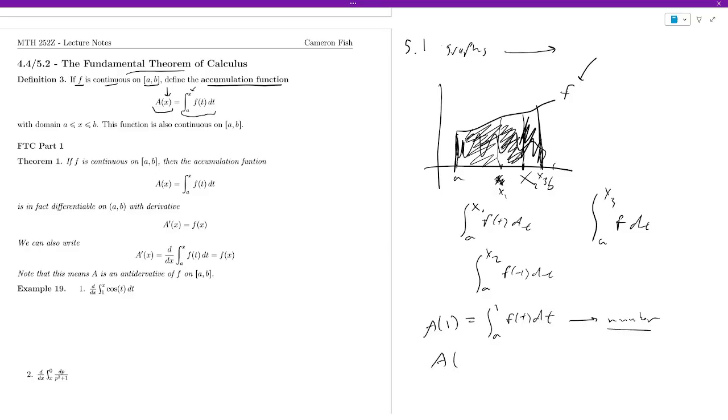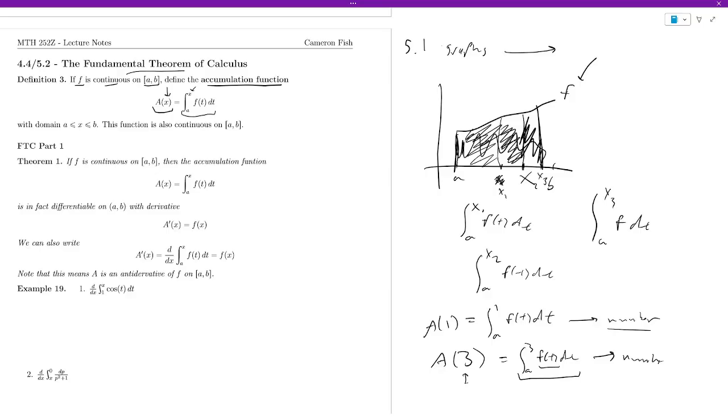But I could do my accumulation function at some other point. Accumulation function of 3. So 3 is the input to my function. I put that 3 where the x would go, so up there. And what this means is again, this is going to be some number. A of 3 means take the number 3, that's the location I'm going to integrate my other function up to. So A's input is the instructions for how far to integrate this other function, f.